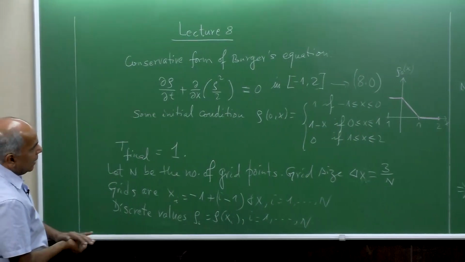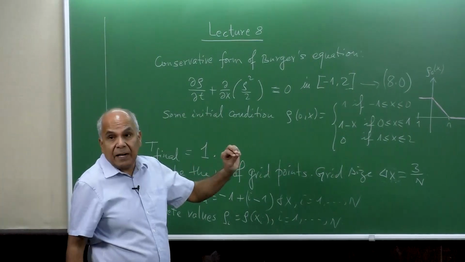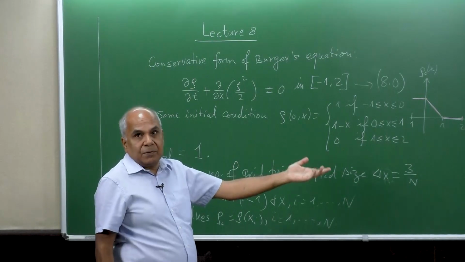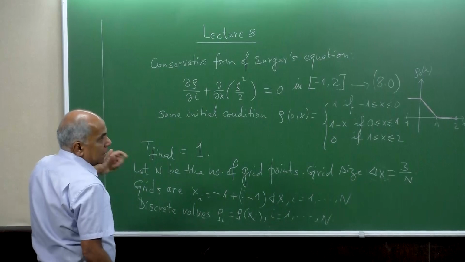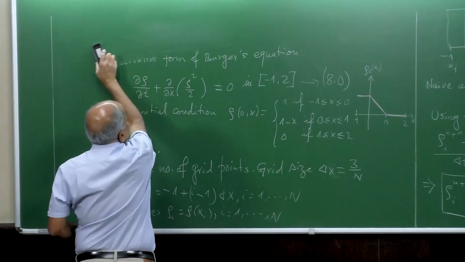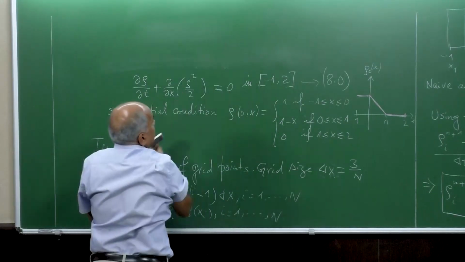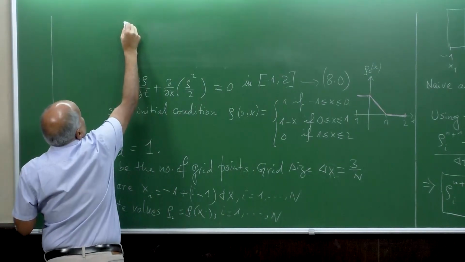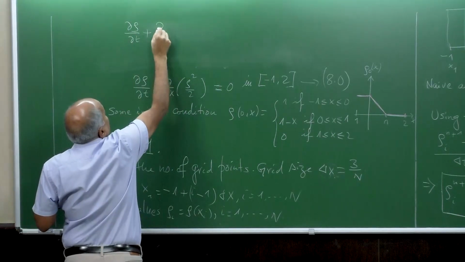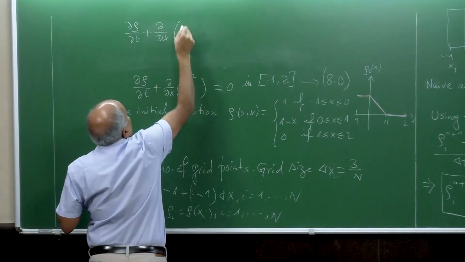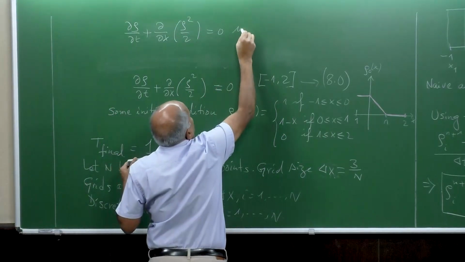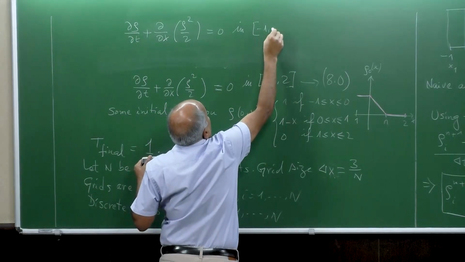Now, if it fails, then we would have to do the upwinding again. How upwinding looks is not much difficult. Let me write my equation 8.0 on the top here. So this is my master equation: del rho by del t plus del by del x of rho square by 2 is equal to 0, on minus 1 to 2.